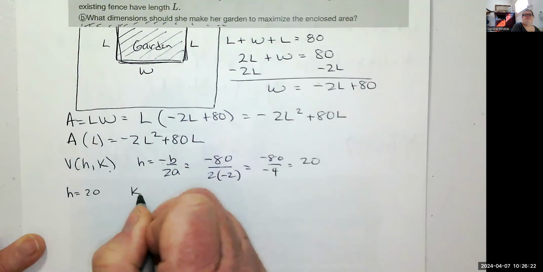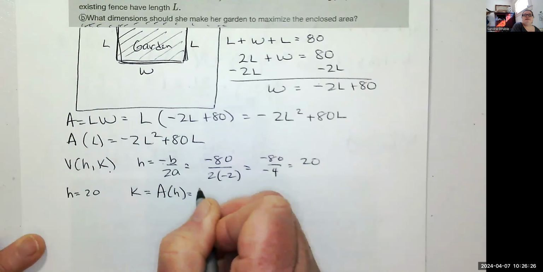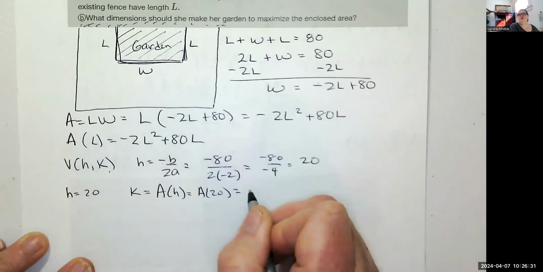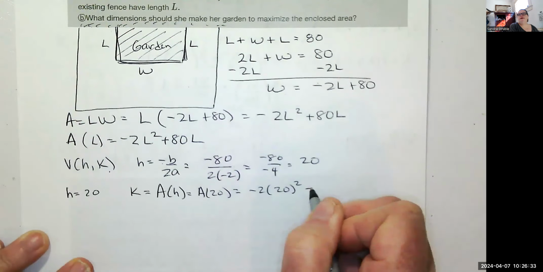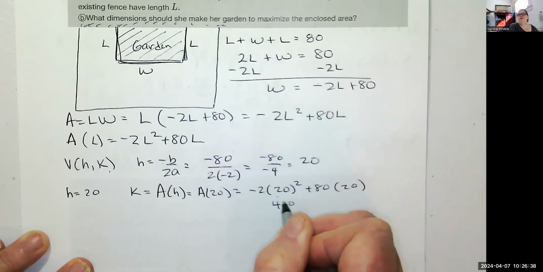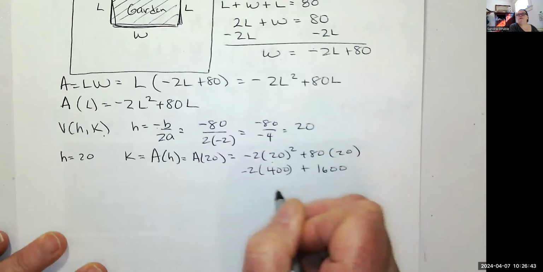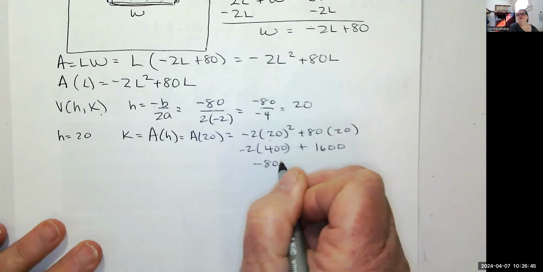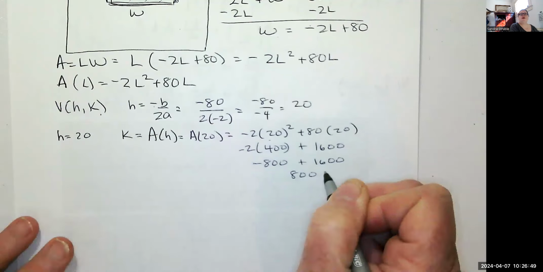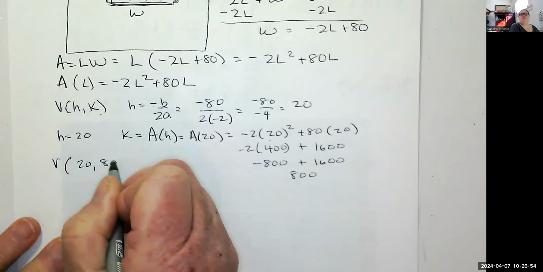And our K is A of H, which is A of 20. And so negative 2 times 20 squared plus 80 times 20. 20 squared is 400. 80 times 20 is 1600. This is negative 800 plus 1600. So this is 800. So our vertex is (20, 800).